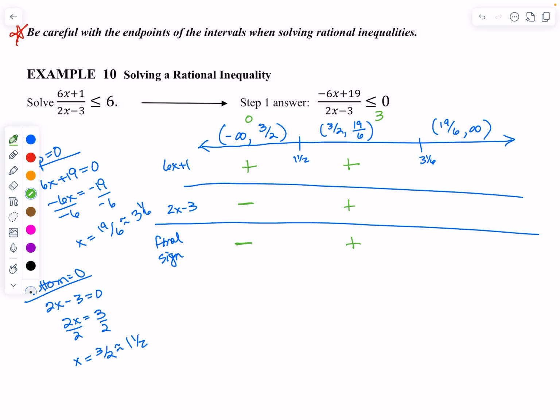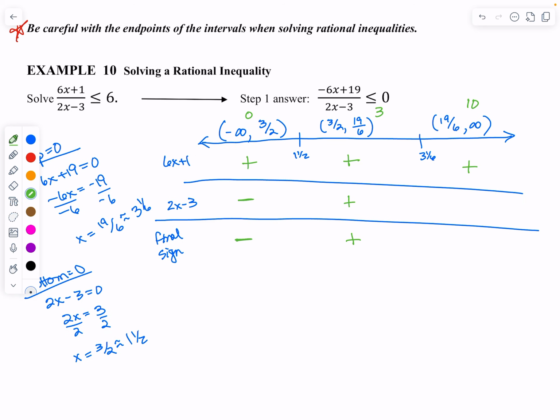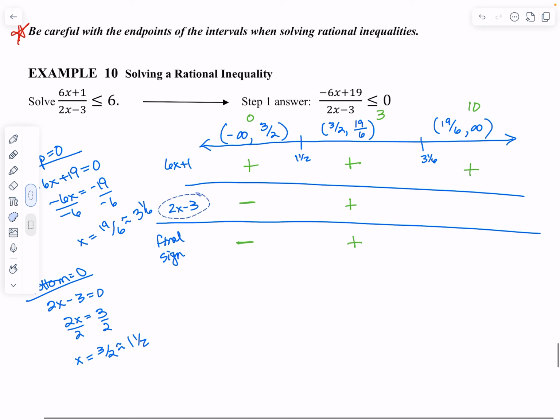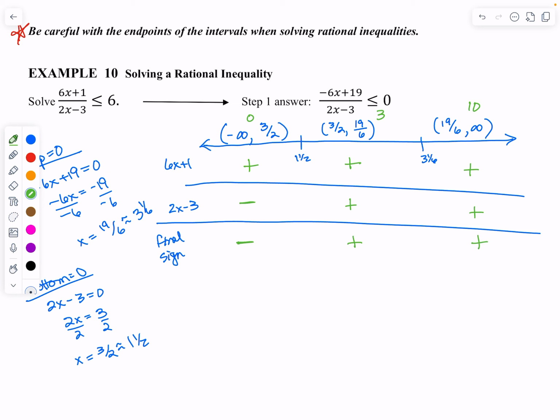And then the last one is any number that's bigger than 3 1/6. I always choose a 10. It doesn't matter, though. So that would be 6 times 10, 60 plus 1. That's definitely positive. And then on the bottom, 2 times 10, 20 minus 3. That's going to be a positive. So positive divided by a positive is a positive. I think I messed up. Let's put a 10 in the top again. Is that right? That should be right.